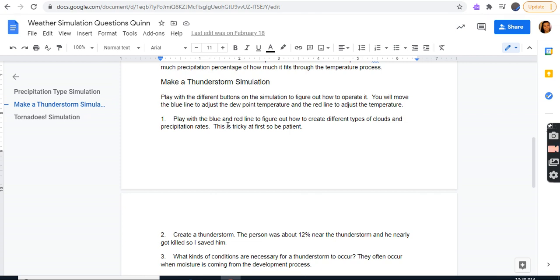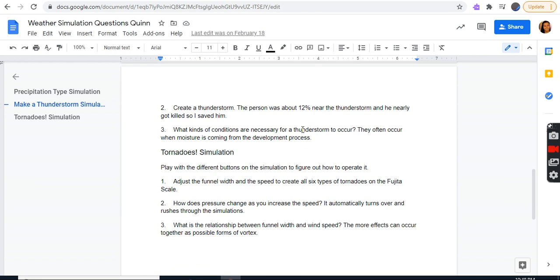Play with the blue and red line to figure out how to create different types of clouds and precipitation rates. This is tricky at first, so be patient. Create thunderstorm. This person was about 12% near the thunderstorm and he nearly got killed, so I saved him. What kind of conditions are necessary for the thunderstorm to occur? They often occur when moisture is coming from the development process.